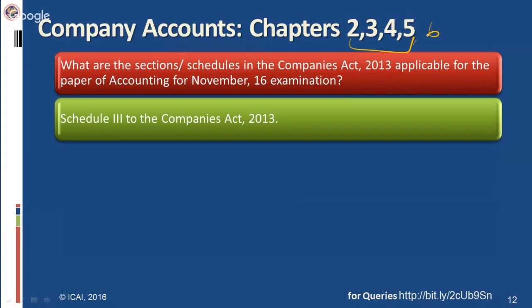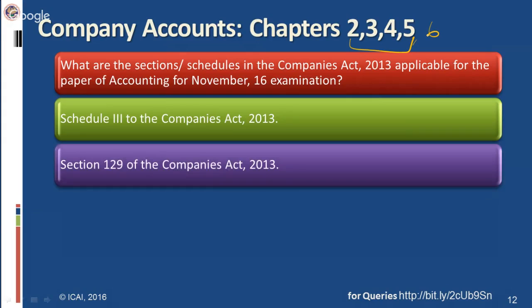So now, what are the sections and schedules of the Companies Act which are relevant for the November 2016 examination? There is no change from May 16. What was the situation for May 16? That will remain. That will prevail. But I will tell you again. Schedule 3 to the Companies Act 2013, which was earlier revised Schedule 6, is applicable. What does Schedule 3 say? Schedule 3 gives you the format for preparation of financial statements of a company.